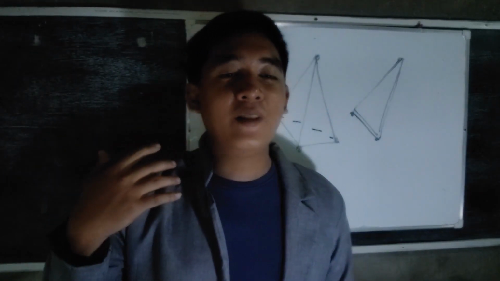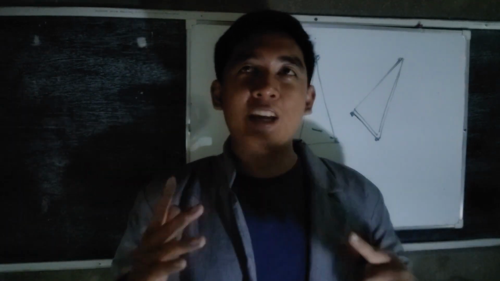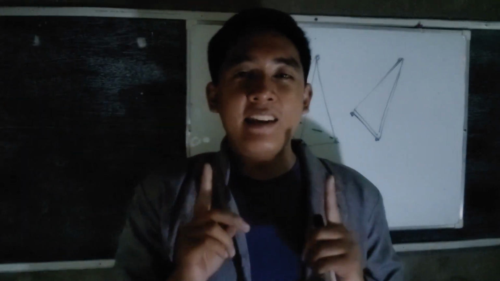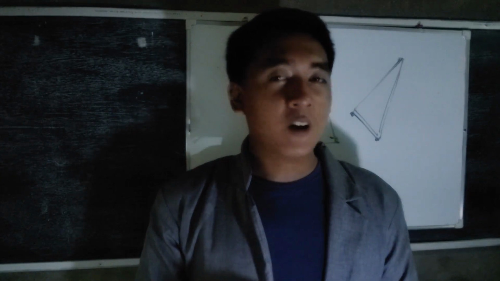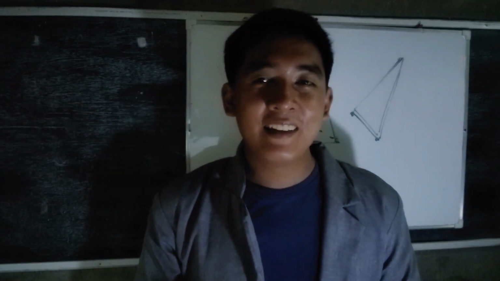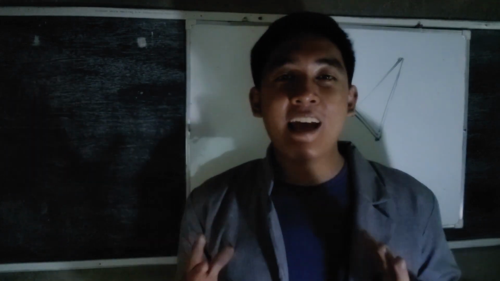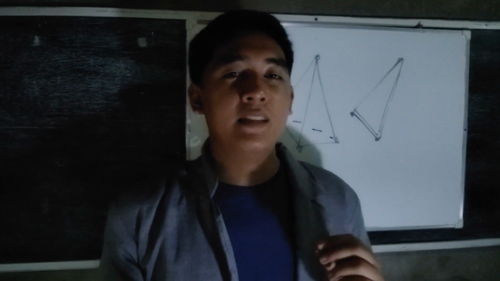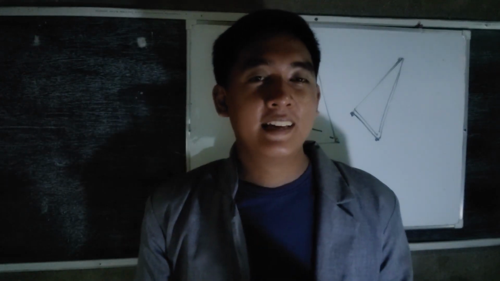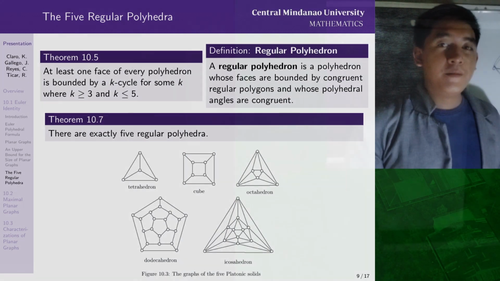And let's have a dodecahedron. How many faces does a dodecahedron have? It has 12 faces. And each face of the dodecahedron is a pentagon. And a pentagon is a 5-cycle. So this theorem shows that all faces of a polyhedron must have a cycle of at least 3. So we have here a definition.